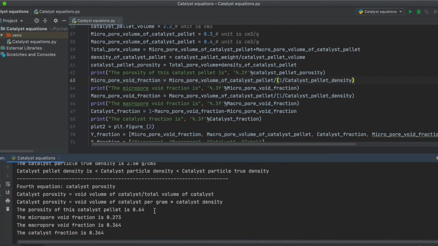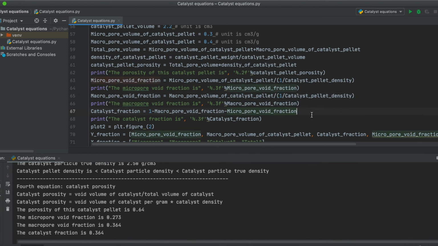Besides the porosity, I also want to show you how to calculate the micropore void fraction. Basically, you need to know the micropore volume of the catalyst pellet per gram, and then you divide it by the volume of 1 gram catalyst pellet, using 1 divided by the catalyst pellet density. And the same calculation can be applied to this micropore void fraction. Again, you need to know your micropore volume of the pellet per gram. Then you divide it by the volume of 1 gram catalyst.